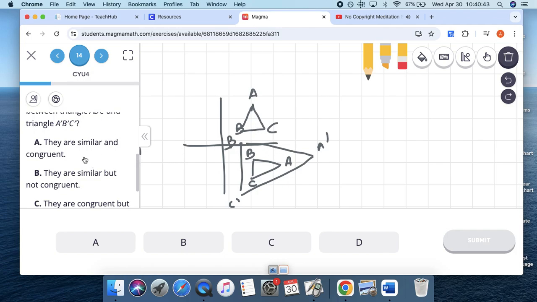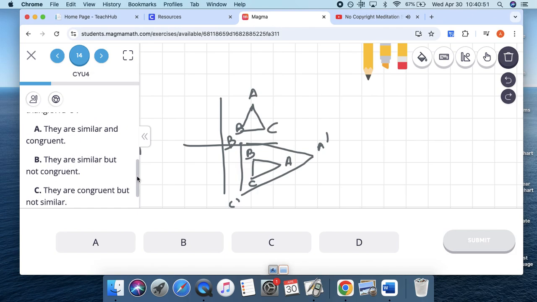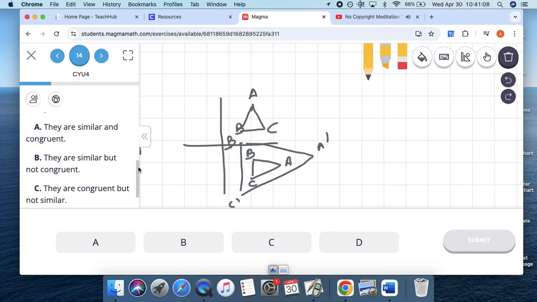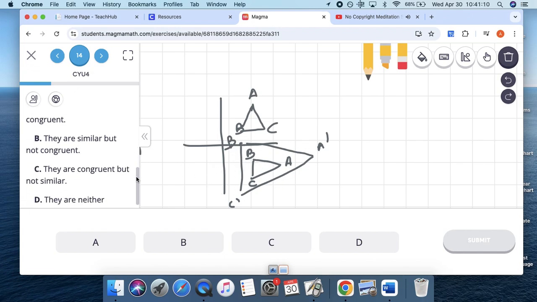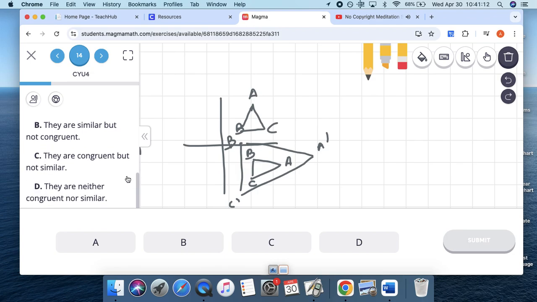So they're not congruent. So anything that has congruent is out, because they're not the same measurements. So anything that has similar, you might have a valid choice. But A says they're similar and congruent. That just can't happen. So A's out. B says they're similar but not congruent. That's right, right? They grew proportionally. They're not congruent anymore. C says they're congruent, not similar, and D, they're neither. No, we want B.